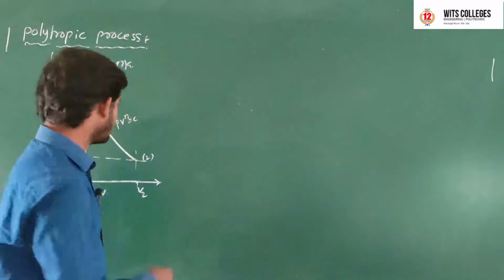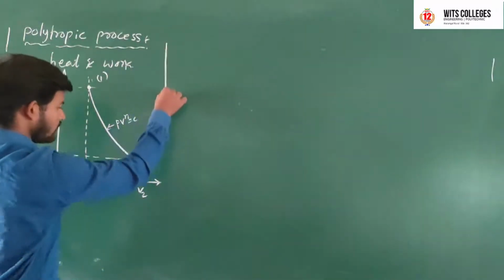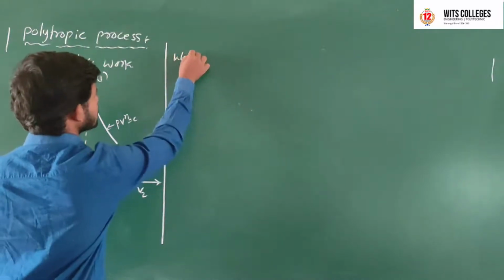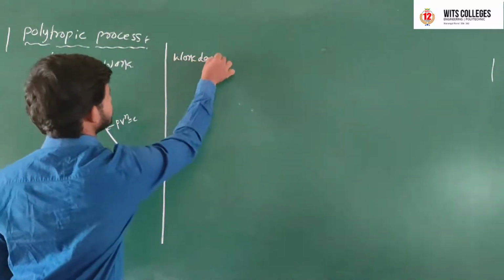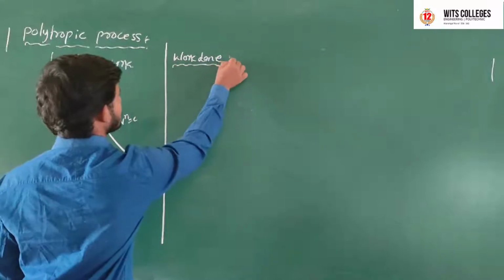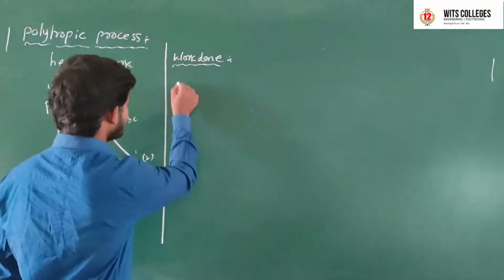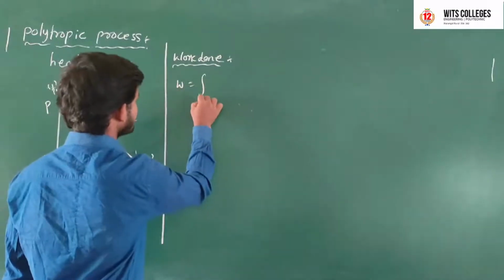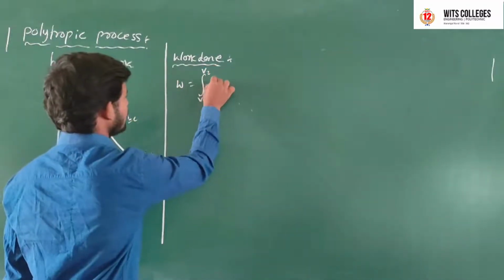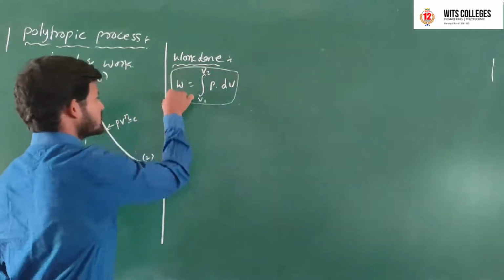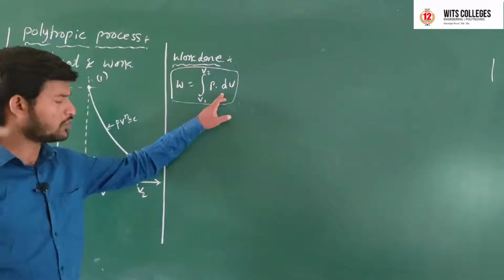Okay, here we derive the work done for the polytropic process. Work done of the polytropic process. As generally we know the work done formula, W equals the integration from V1 to V2 of P dV. We know this equation from the earlier session.